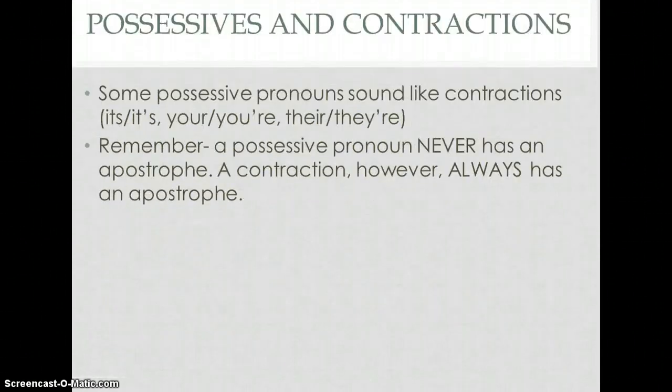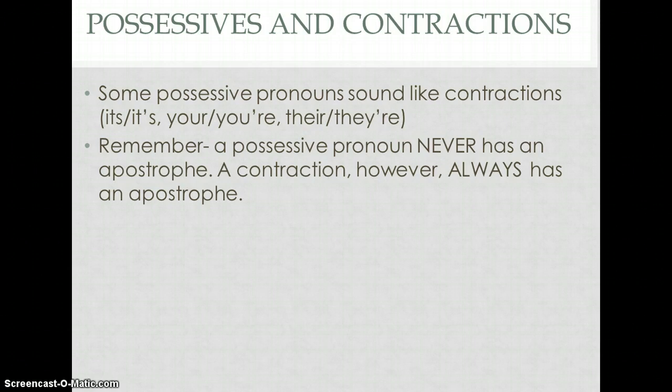Okay, this is probably the most difficult thing when talking about possessive pronouns, possessives, and contractions. Some possessive pronouns sound like contractions: it's, your, their. Think of it as where the apostrophe is, it would be two words. So it's versus it is, your versus you are, their versus they are.